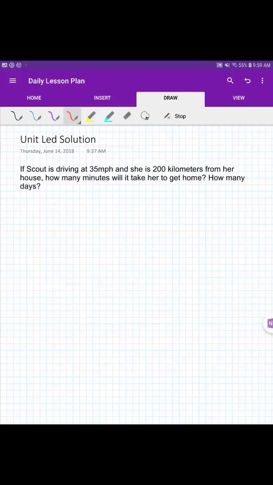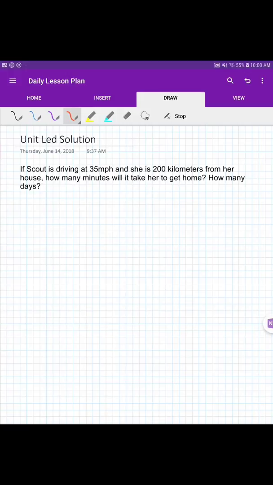So today we're going to be doing an example to help you create your poster on unit solutions. That's using conversion factors to aid you along in finding a solution to a word problem. The first thing I want to do is read the problem aloud and identify important information and what conversion factors I need. So we have, if Scout is driving at 35 miles per hour and she's 200 kilometers from her house, how many minutes will it take her to get home?